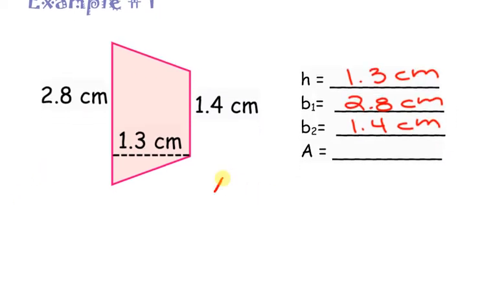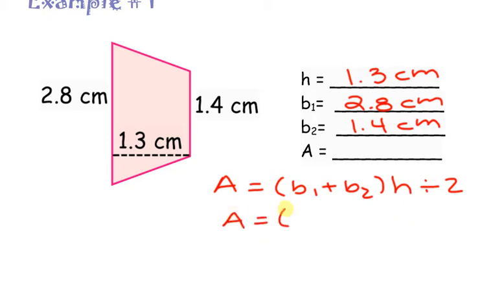So let's go ahead and set up our formula. Area equals base 1 plus base 2 times the height divided by 2. When you are solving your problem, I need you to always write out the formula. In fact, it's going to be a question on your quiz to write out the formula. So let's go ahead and start to plug it in. Area equals 2.8 plus 1.4 times 1.3 divided by 2.